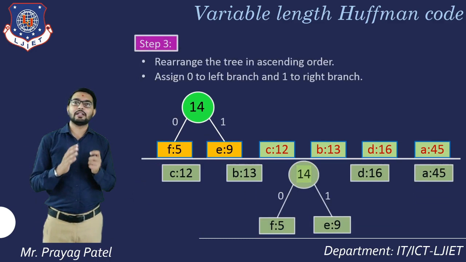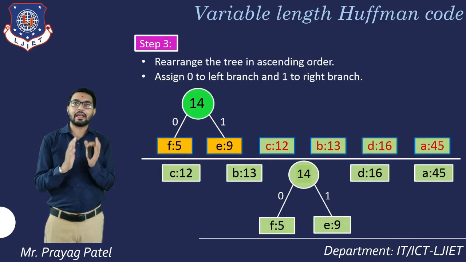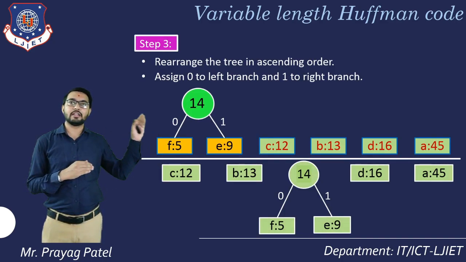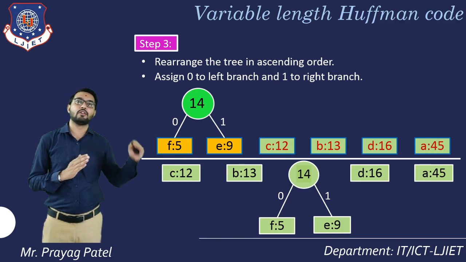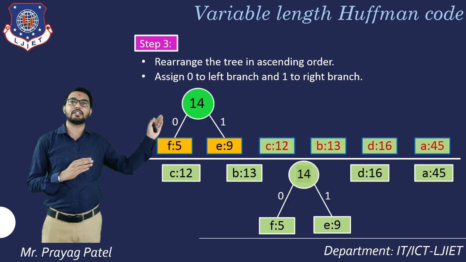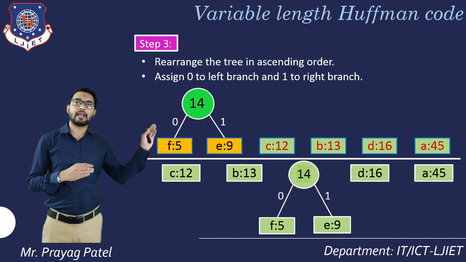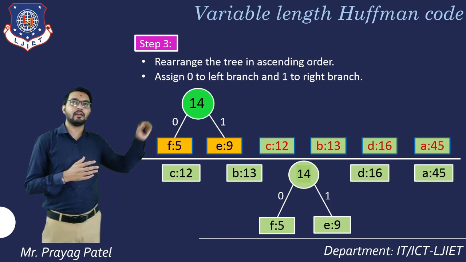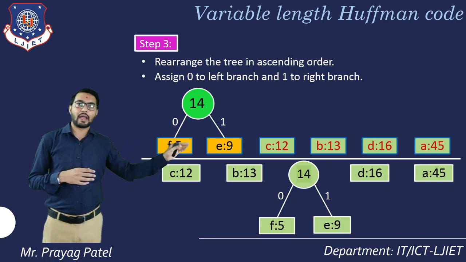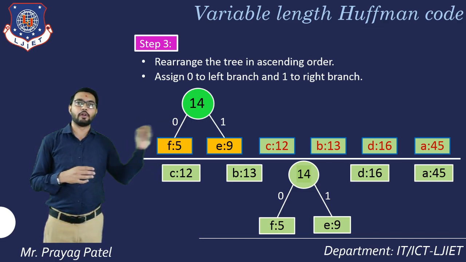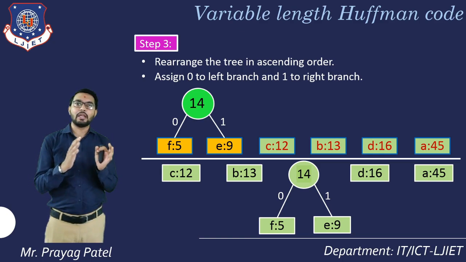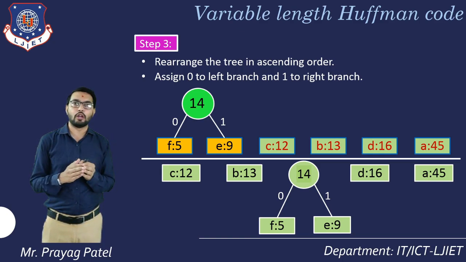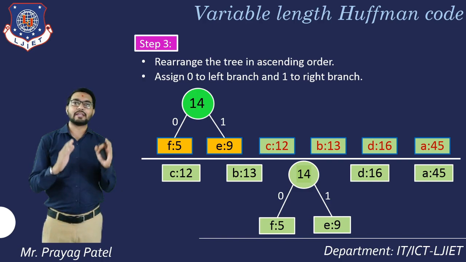Now after that, consider this tree and assign or rearrange the nodes. Initially assign 0 to the left branch and 1 to the right branch. So in 14, F5 is 0 because F5 is on the left side, and E9 is 1. Now after that, rearrange the tree in ascending order. Consider the remaining nodes: 14 is the first node, then 12, then 13, then 16, then 45. Arrange all the remaining nodes with the new node 14 in ascending order.